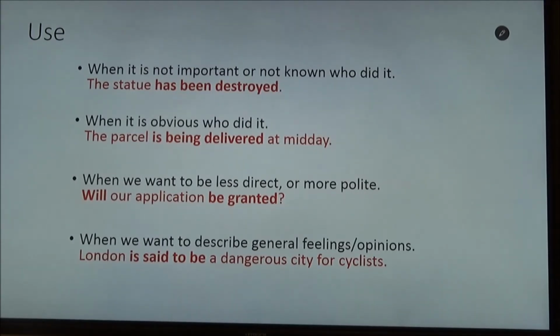And sometimes we use a passive to describe general feelings that we feel in general. London is said to be a dangerous city for cyclists, rather than saying they say London is dangerous, which is also correct, but you can also say London is said to be a dangerous city for cyclists. This would be the translation of the Dutch "men". People often feel you can translate "men" with "one" in English, but you can't. One is not a translation of "men". One, especially in British English, not so much in American English, includes yourself. When you say one is not amused, you mean I am not amused.